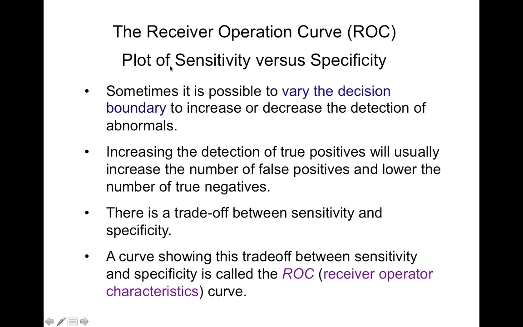So the receiver operating characteristic curve, or ROC curve, plots sensitivity versus specificity. And sometimes you can vary the decision boundary to increase or decrease the detection of abnormals. If you increase the detection of true positives, that will usually increase the number of false positives and will lower the number of true negatives. So there is a trade-off between sensitivity and specificity.